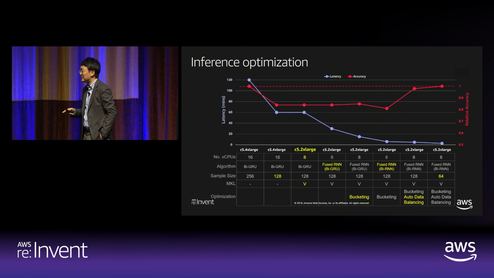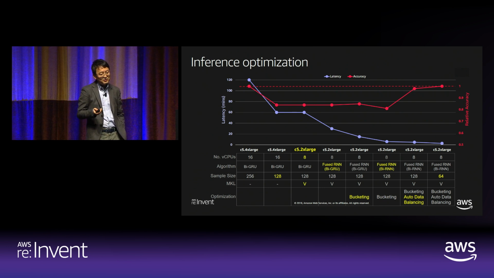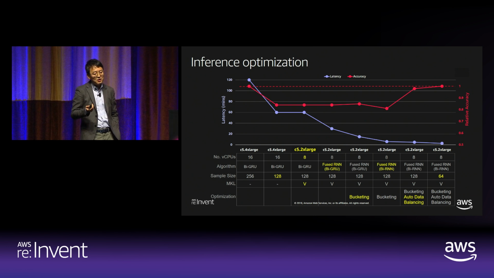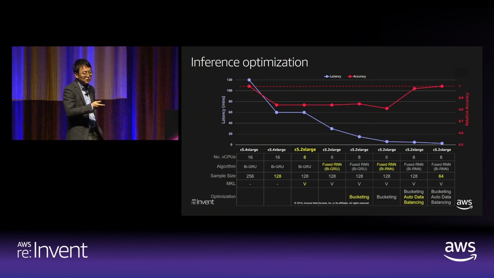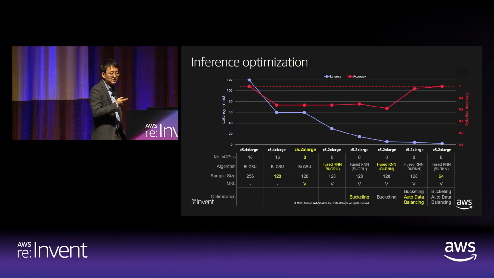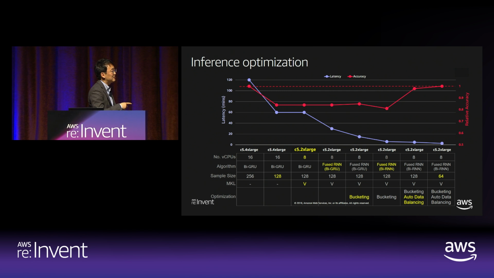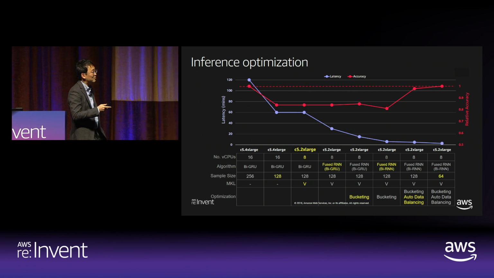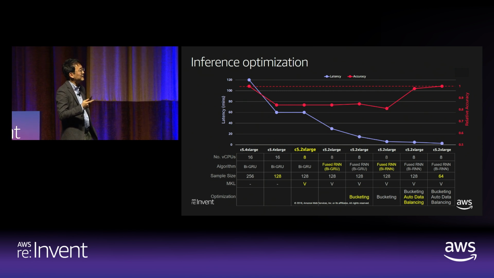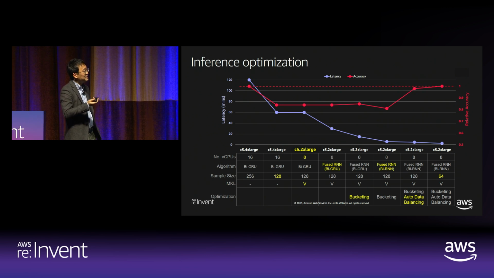So the leftmost column, we started from 16 CPUs. The algorithm used was a bidirectional GRU, and sampling rate was 256 Hertz. So in order to reduce the latency, we first reduced the sampling rate from 256 to 128. Then the latency is reduced. And also the accuracy dropped. So that's not what we wanted to do.